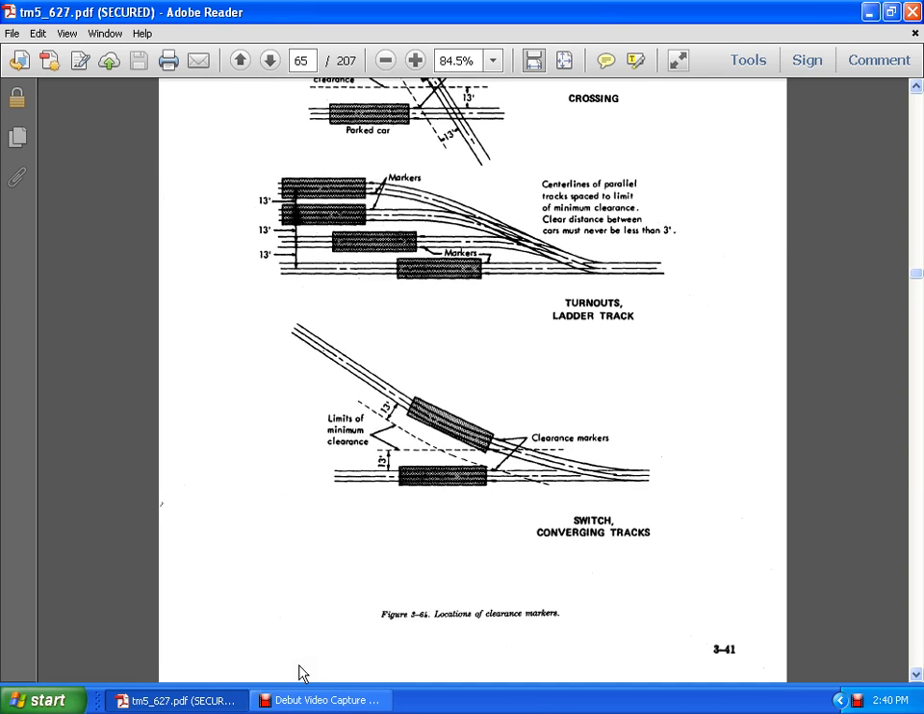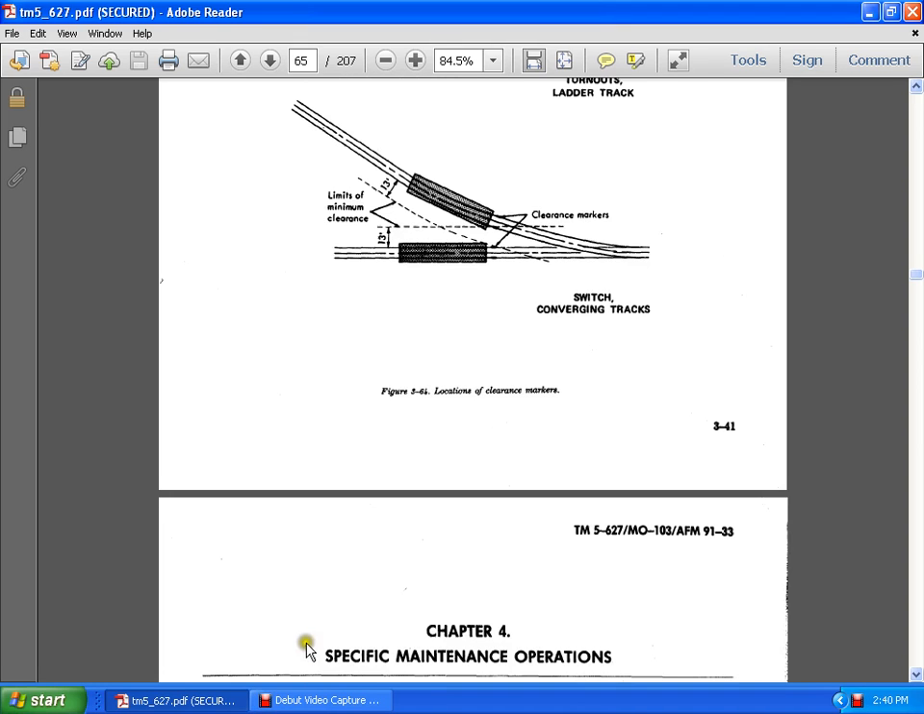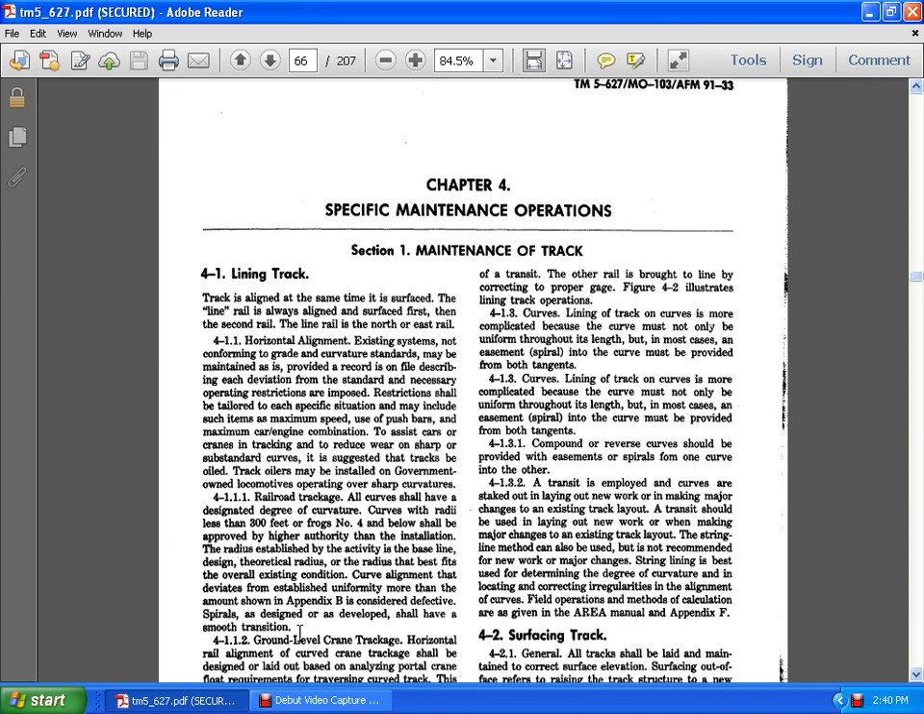Turnout ladder tracks, clearance markers, units of minimum clearance, switch governing tracks, location of clearance markers in Chapter 4, and that's where we're going to stop.